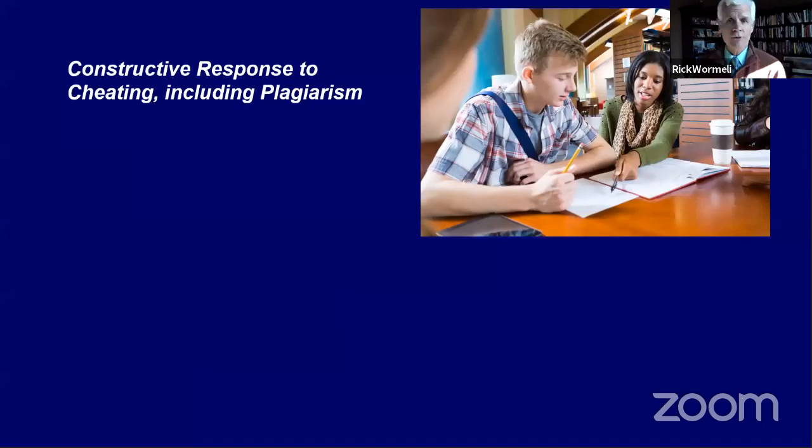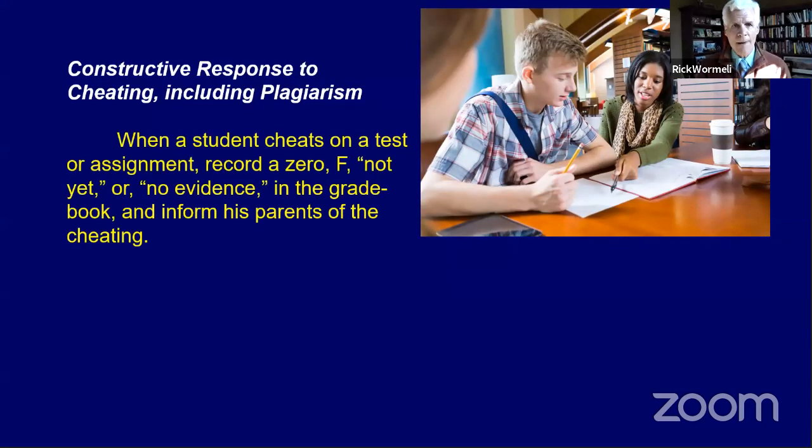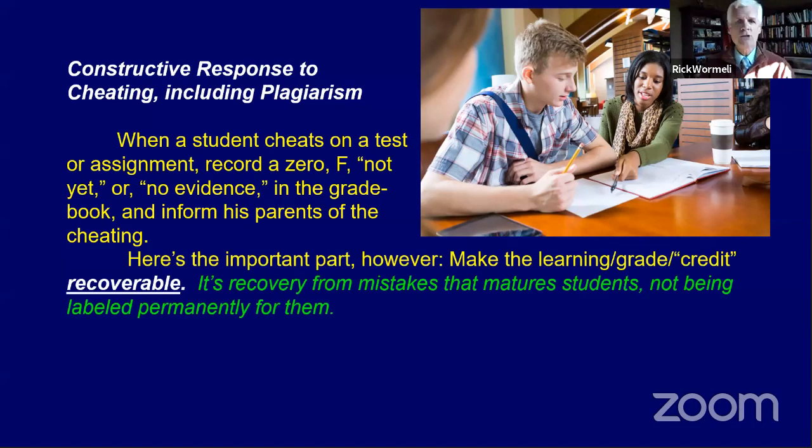So now the constructive response. First, I want to remind you, what do most schools do when a child cheats? What's recorded? A zero, an F, no evidence of learning, no rights, freedoms, or privileges granted thereof. To me, this is legitimate. It's okay. The question where you might cross an ethical, pedagogical, instructional line is whether or not it's recoverable. If you make it unrecoverable, you cross the line.